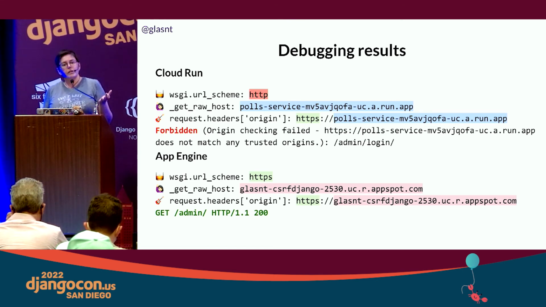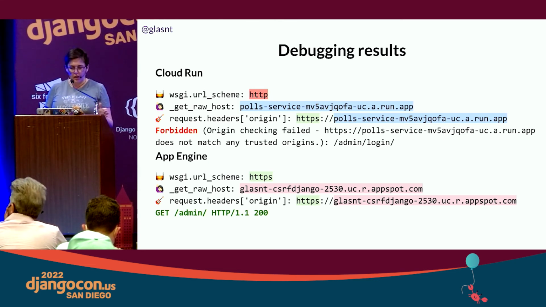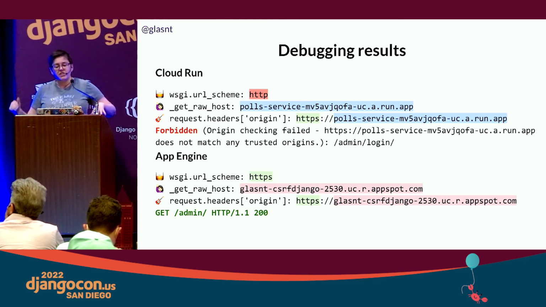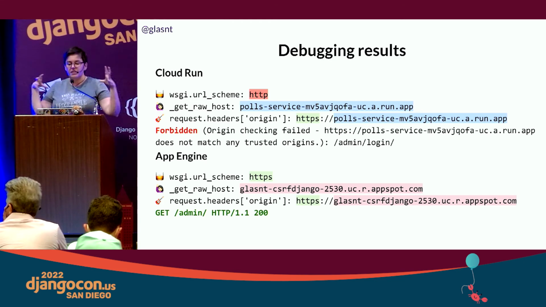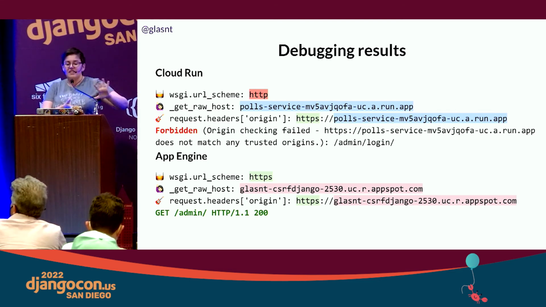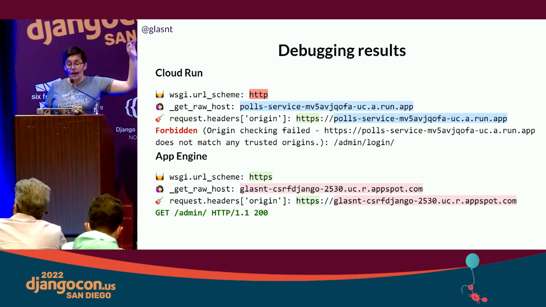So now I can start to see where some of the differences are between these platforms. Cloud Run's URL scheme is HTTP, but App Engine's is HTTPS. And based on our earlier debugging, we know that the good origin is based on getting the host name and the URL scheme and smooshing them together and matching that against the origin in the HTTP field. These values differ, so we get those CSRF errors from 65 slides ago.